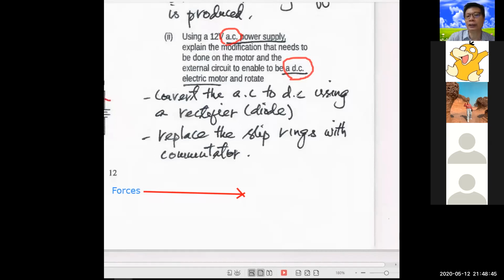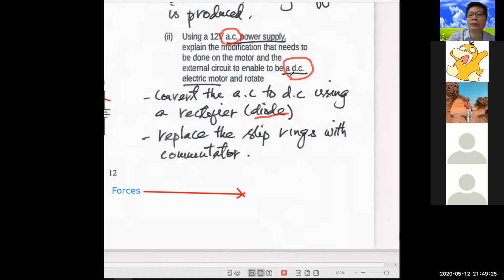Convert the AC to DC using a rectifier, a diode. This one you will learn in chapter 4, okay? Rectifier, R-E-C-T-I-F-I-E-R, rectifier, which is a diode. So you have to convert the AC to DC using a rectifier, which is another name we call diode. If you don't understand, never mind, just remember it first. When you want to change AC to DC, use a rectifier to rectify the current.